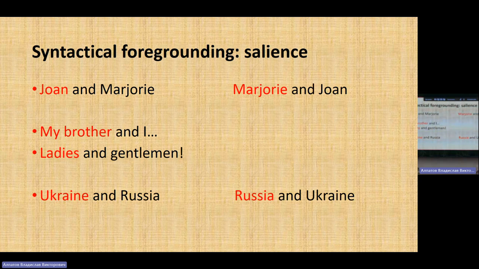Also, it is well known that if you enumerate things, it's better to take the short things first, right? Like Joan and Marjorie, because then your enumeration sounds better, right? From the shorter one to the longer one. This is sort of canons of aesthetics.